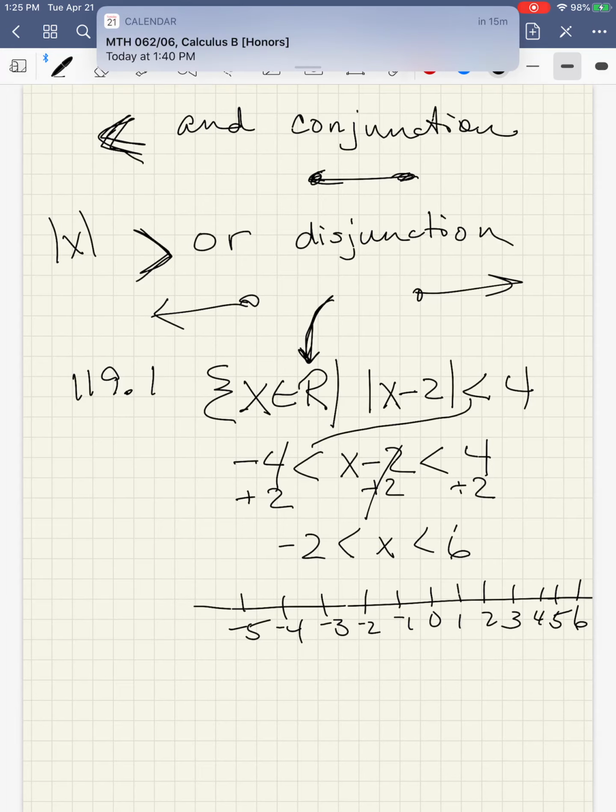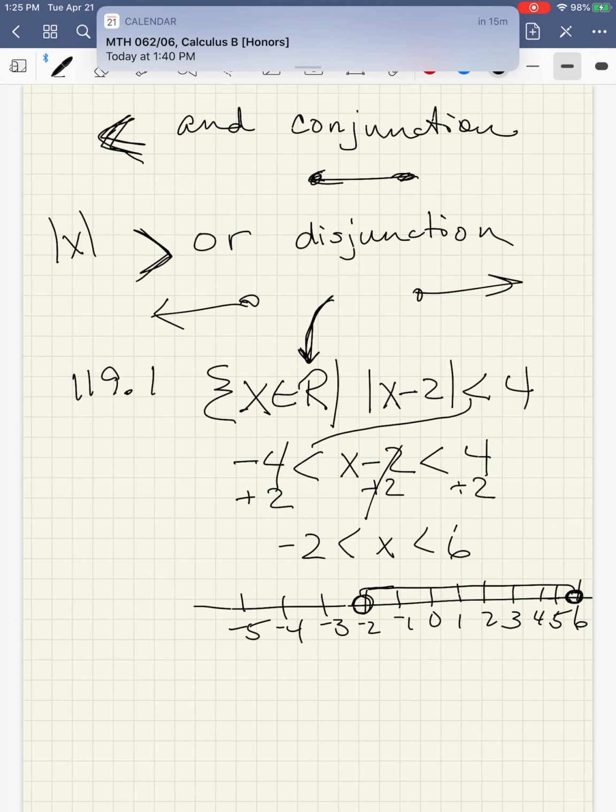All right, greater than negative 2. Is negative 2 included? No, so with reals we put an open dot. And the same thing, less than 6. 6 is not included. All right, so numbers greater than negative 2 are going this way, and numbers less than 6 are coming this way. So we just draw the line to where they meet. That's a conjunction where they come together.